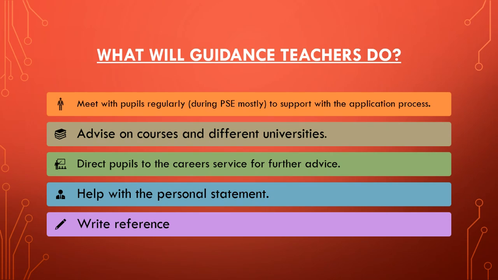On this next slide, you'll see what our role as guidance teachers is. What we do is we meet with our pupils quite often, mostly during PSE, to support them with the application process. We can offer them advice on courses and the different universities. And then we also direct our pupils to the careers service in school for further advice. We help and support them with the personal statement, and the biggest part for us to do is to write the reference for the students.